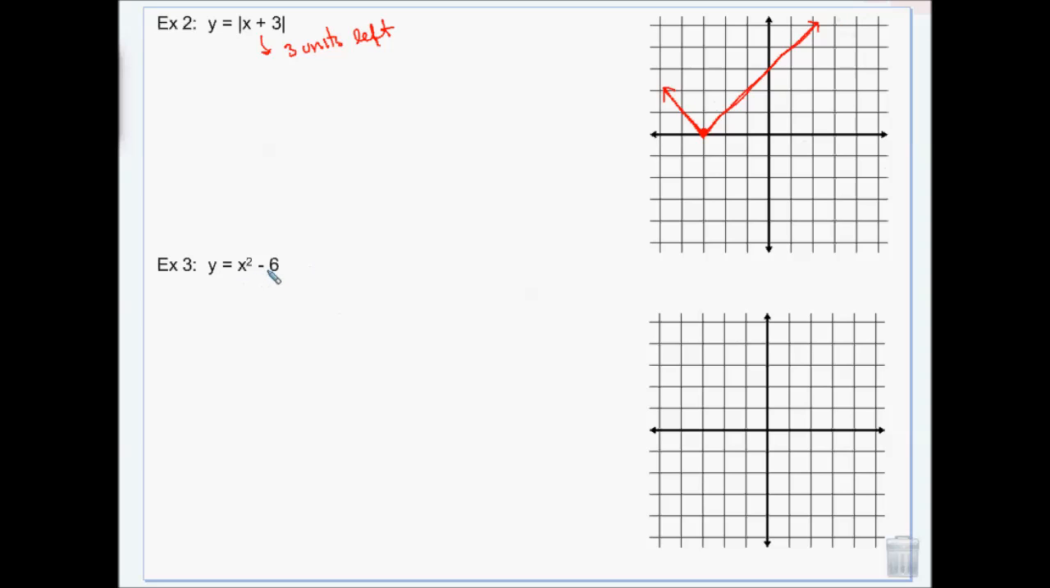Here we're minusing 6, and it's not inside the square. It's outside of the square, so this is 6 units down. Okay, so I go 1, 2, 3, 4, 5, oops, 6 down. And it's 1, 1, and then 2, 4. So I've got a U. It's way down here.